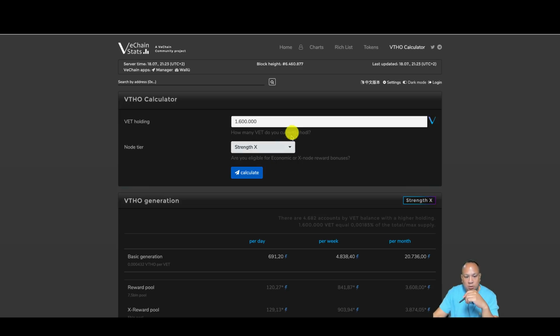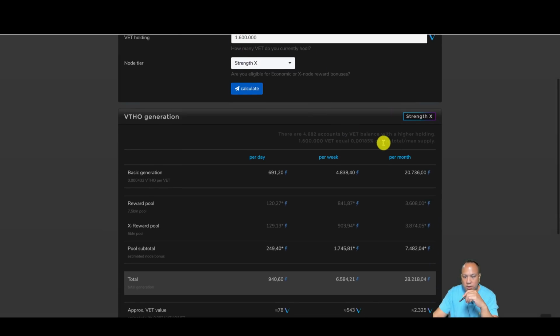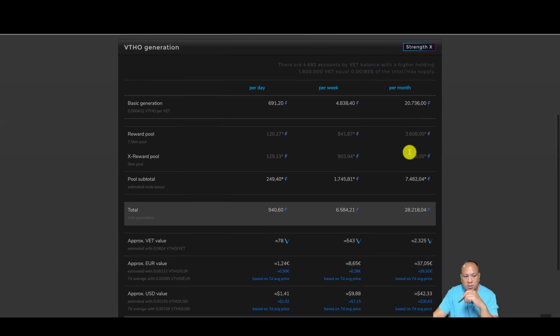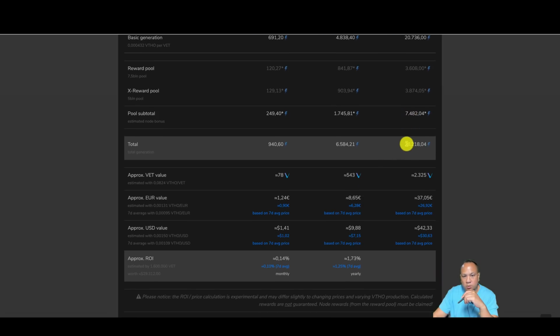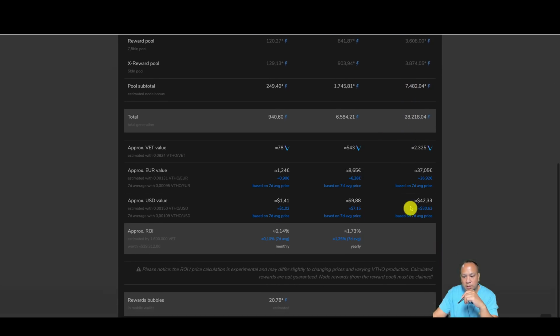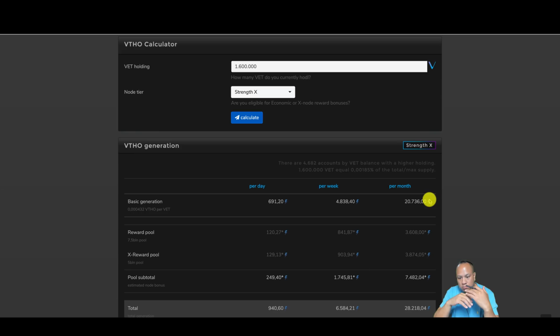So now, let's say you purchased a Strength X node, come over here, and this is what you generate per month, the total, 28,000. And you get $42 back per month. Some people say, well, Strength nodes are not worth it. With X nodes, you may as well just upgrade or stake somewhere else.